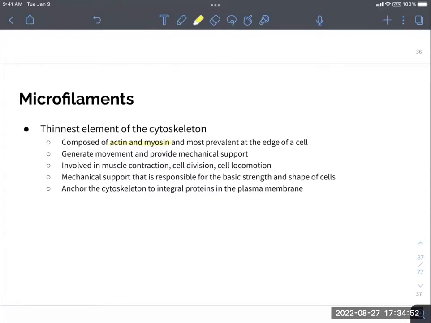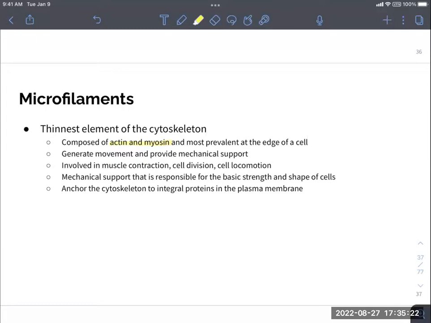It could move the cell. It could be extending outside of the cell to move things around. Microfilaments are the part of the cell that contracts when a muscle contracts. We'll go into great detail about how that works when we get to muscles. They're also involved with cell division and cell locomotion, so cell moving.